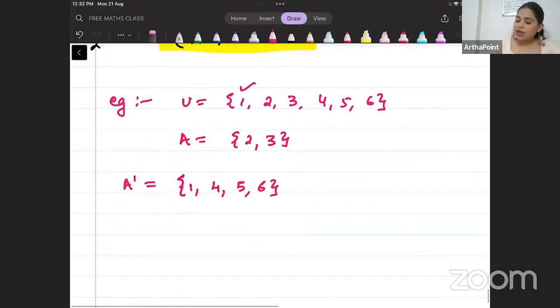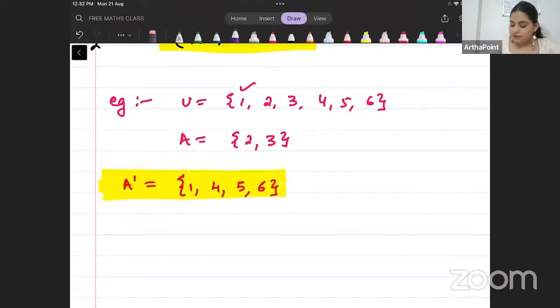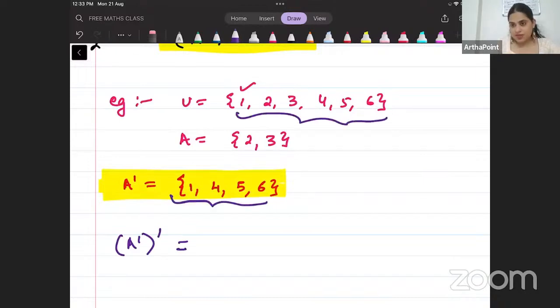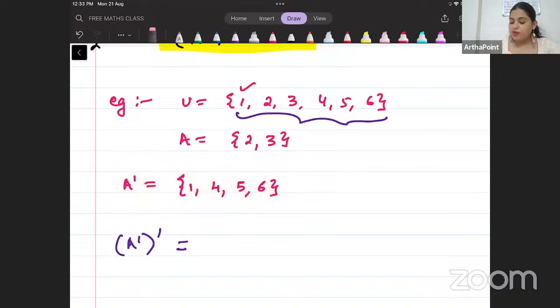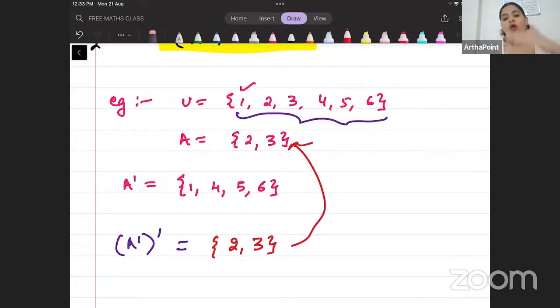Now I want to find the complement of this again. When I find the complement of this again, that means I will remove these elements from the union. इसका complement निकालना है इस set का. तो ये set union से subtract होगा. So when I subtract 1, 4, 5, and 6, I will be left with 2 and 3, which is nothing but A. So A complement's complement will be A itself. I hope this is clear to you. Next property.